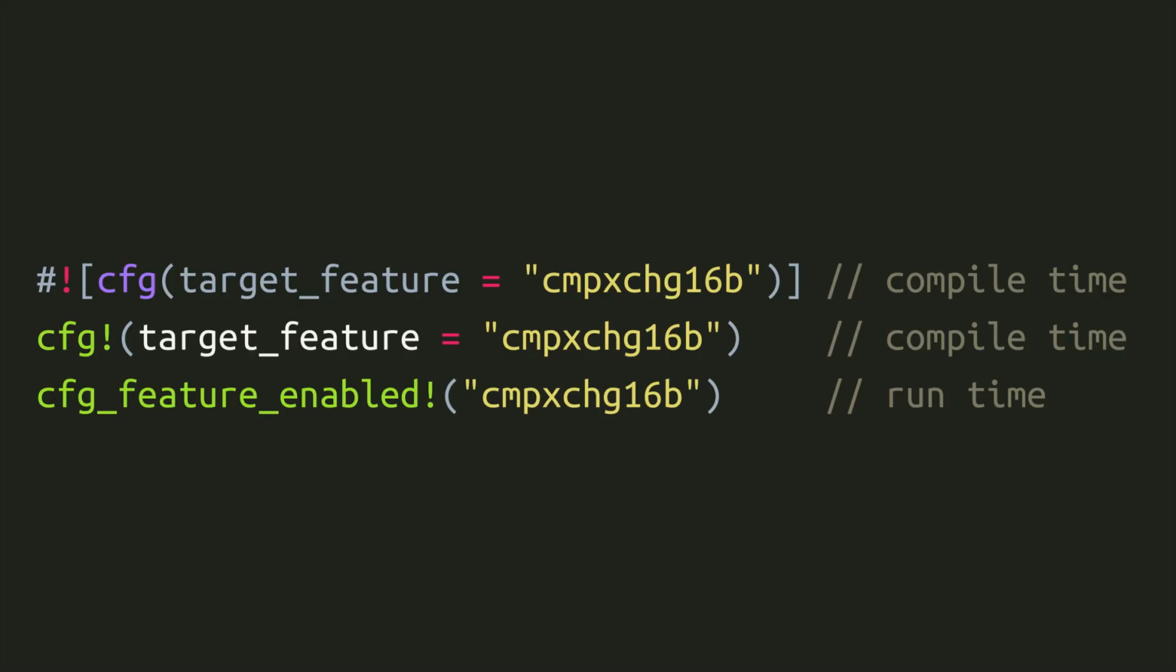Number 3. This one is a mouthful. Some Intel and AMD CPUs support an instruction which compares and exchanges 16 bytes of data atomically. And now you can use Rust's target feature attributes and macros to detect this support at compile time or runtime. There's a link in the description if you want to read more about target feature.